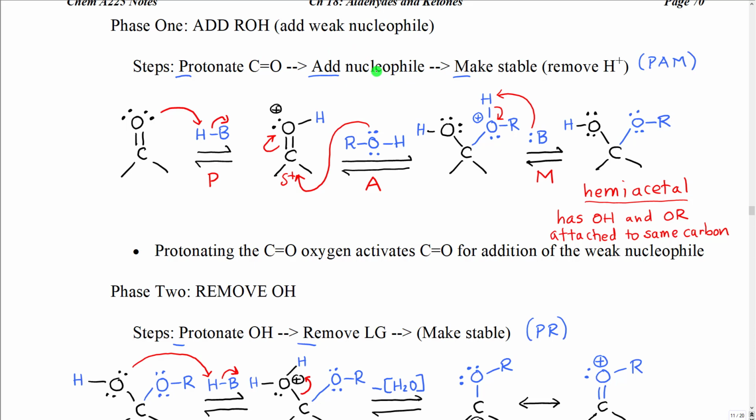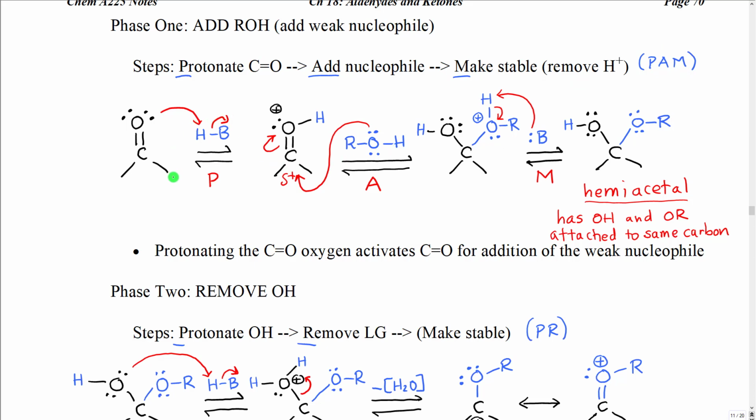And then because weak nucleophiles generally are going to be neutral before they add, when they attach, they're going to gain positive formal charges. We're going to want to make those stable. And the easiest way to make them stable will be to remove a hydrogen plus. So we protonate, we add, and then we make stable, which we can abbreviate PAM: protonate, add, make stable.